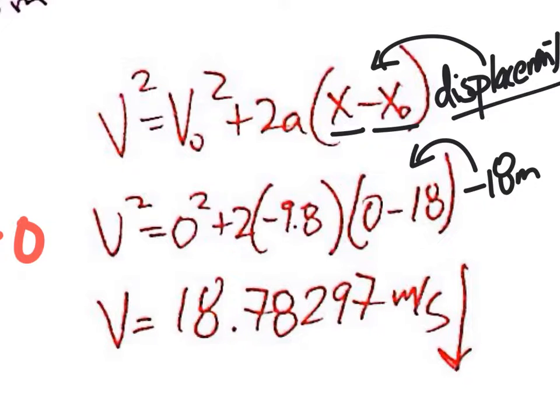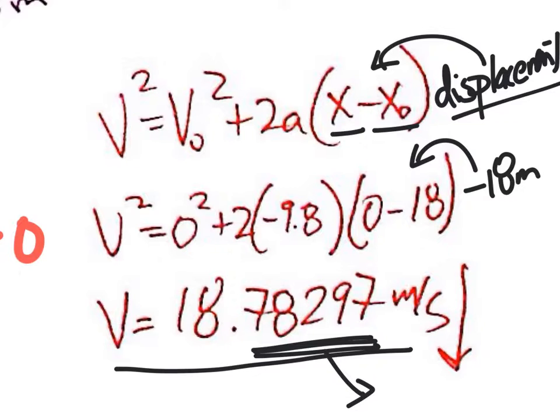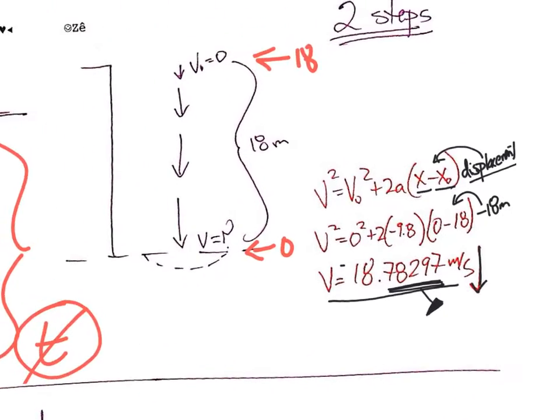So if we solve this for v, we end up with 18 point, notice how I used all these decimal places? I'm ignoring the significant figures for now because we're going to use this later in the calculation again. So I'm not rounding until the final answer. I have an arrow here to indicate direction. If I had put a negative in front of the number, that would mean the same thing. I'm trying to stay organized by writing units. So that's the speed she's going when she hits the net.